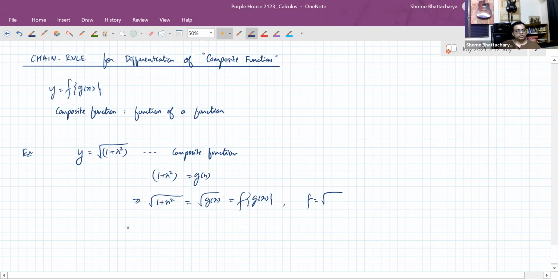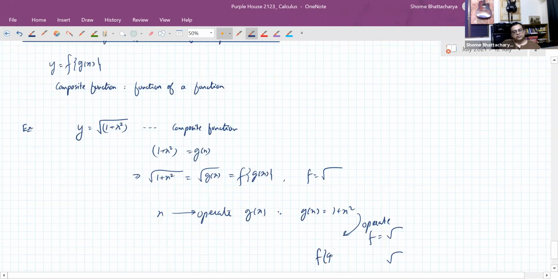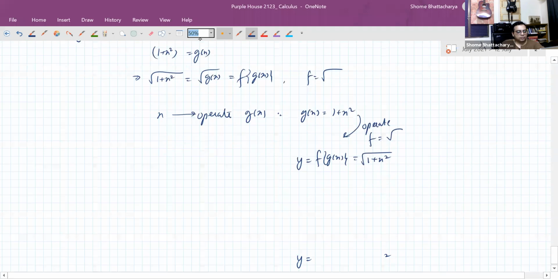Okay, so we are operating two things. Starting from x, first we operate g on x. So we get g(x) is equal to 1 plus x square. And then on that we operate f, which is square root function. So we get f of g(x), which is square root of 1 plus x square. So that gives us the value of y. Okay, so this kind of function is called a composite function.